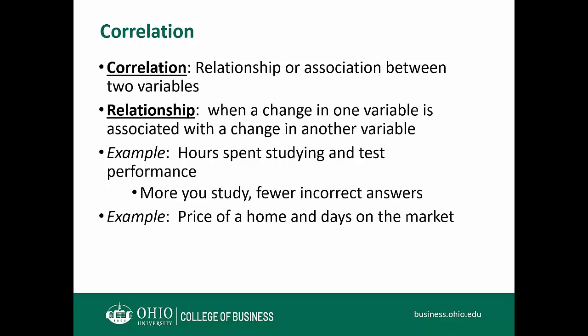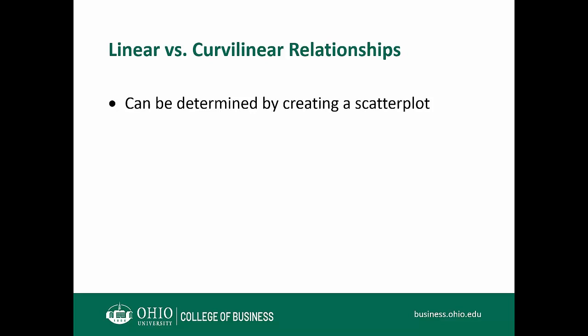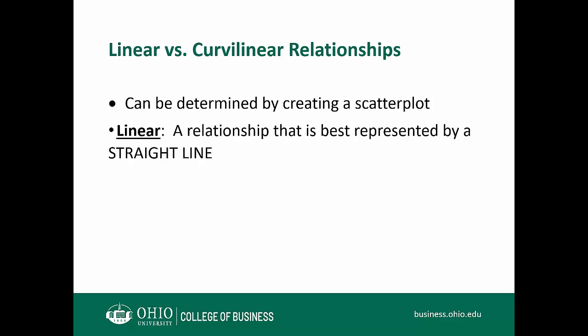There's also a relationship between price of home and days on the market. So a change in one of these variables is associated with a change in the second variable. Typically, more expensive homes take longer to sell. There's different types of relationships. We can have a linear relationship or a curvilinear relationship, and this can be determined by creating a scatter plot.